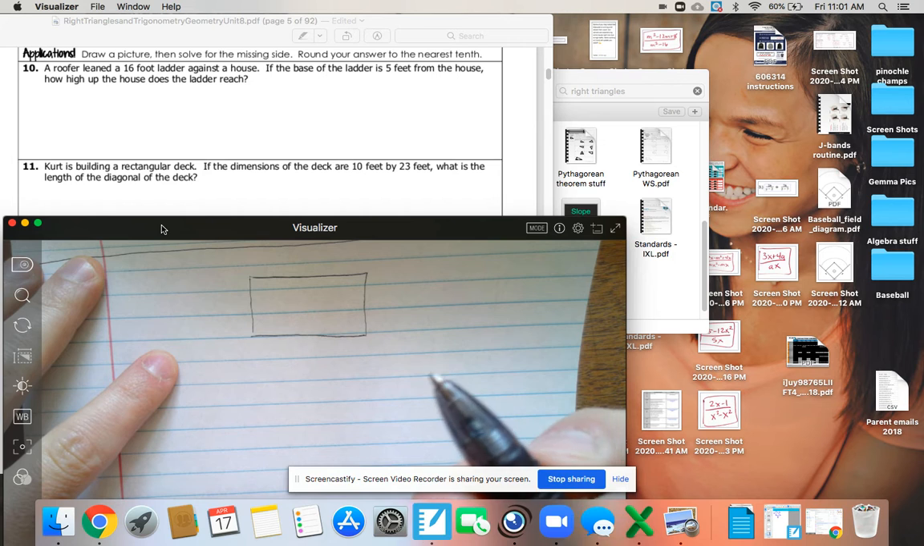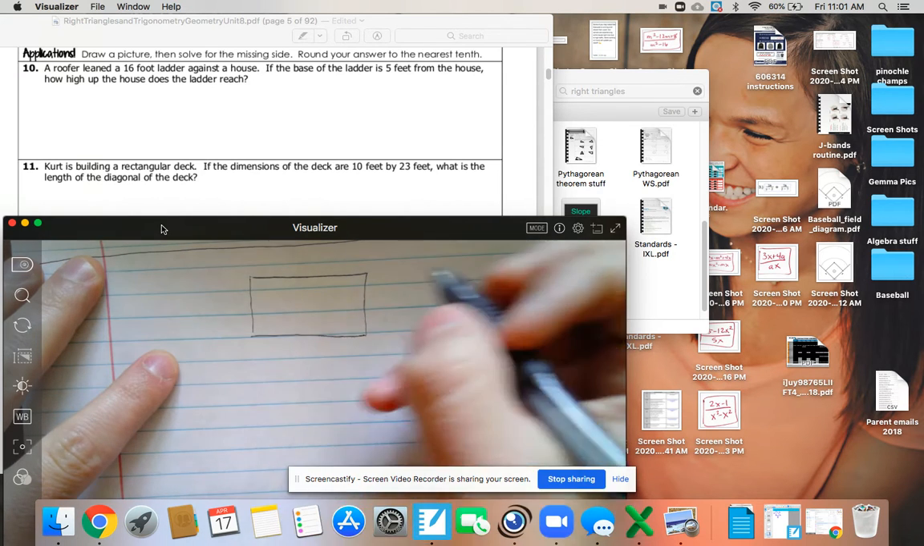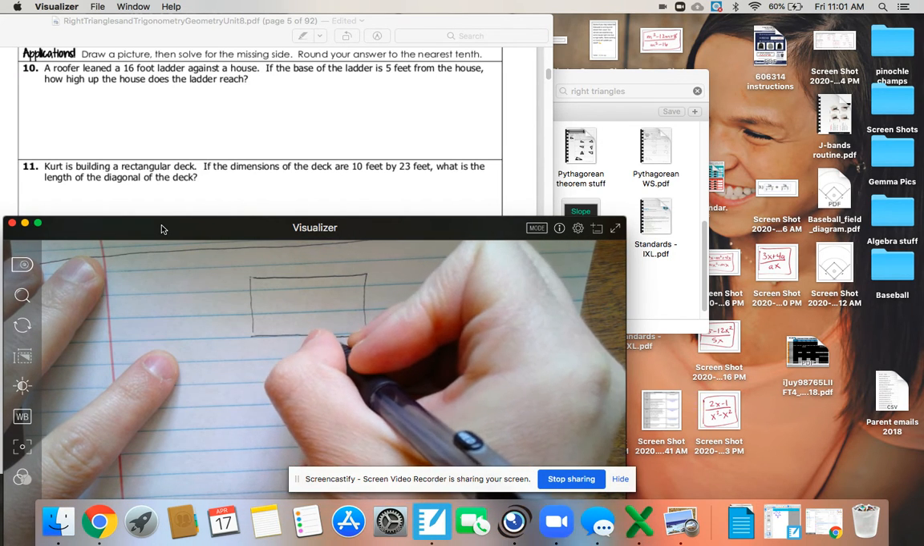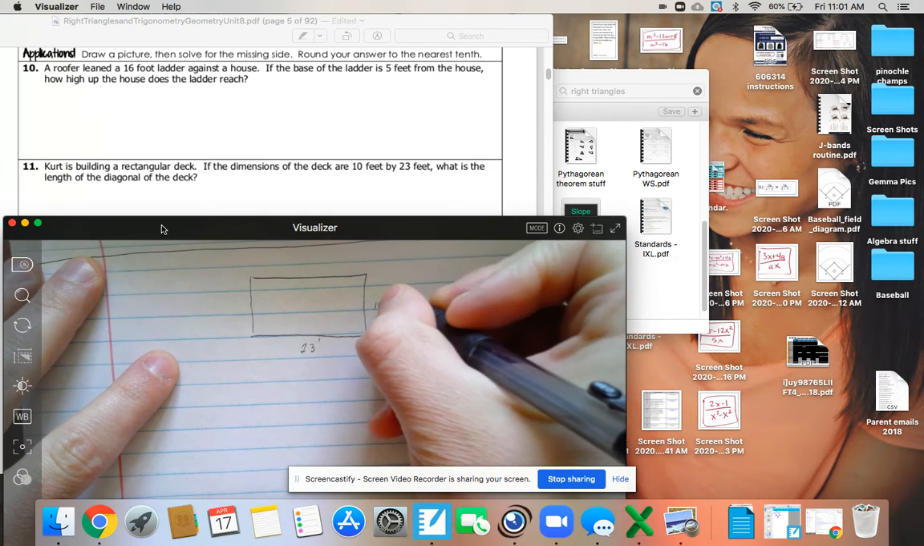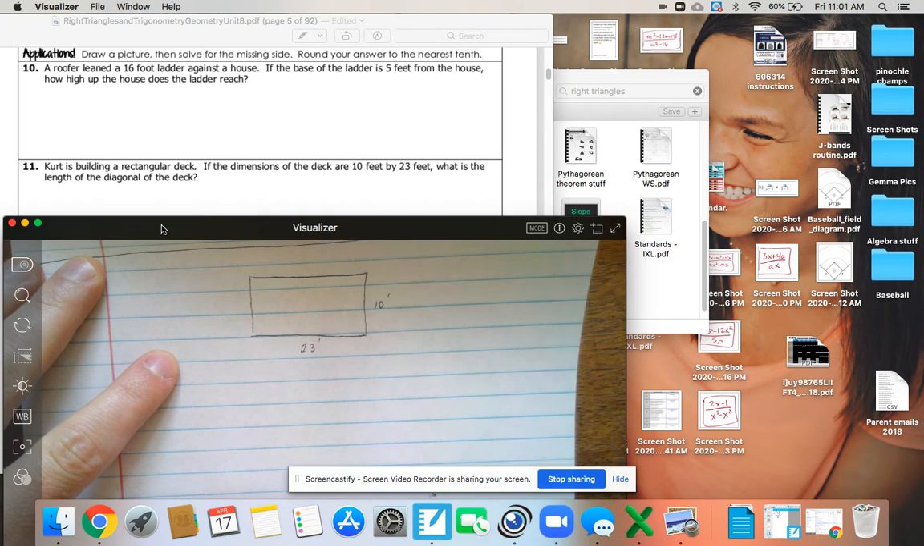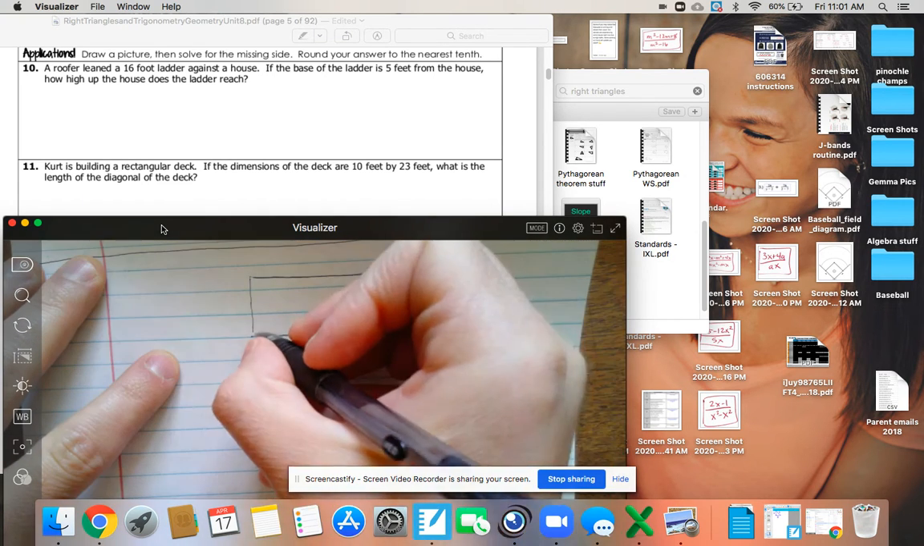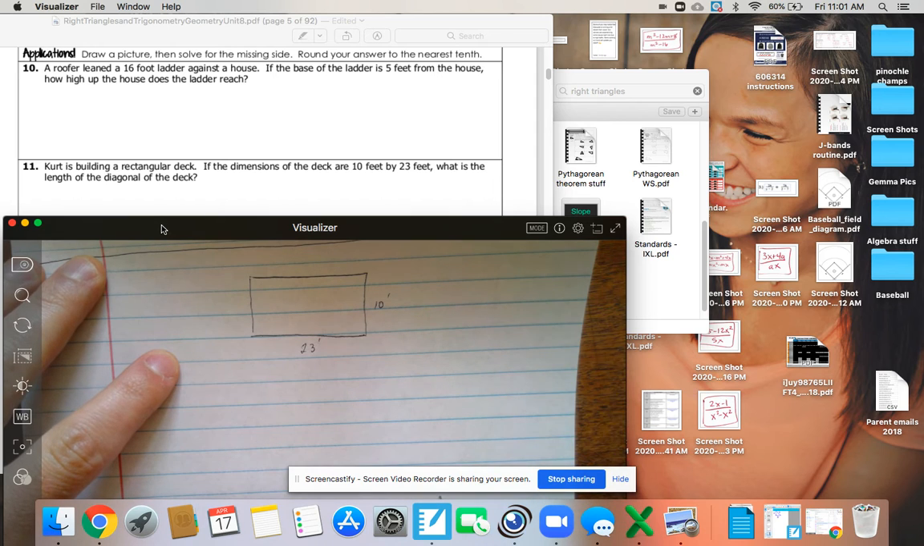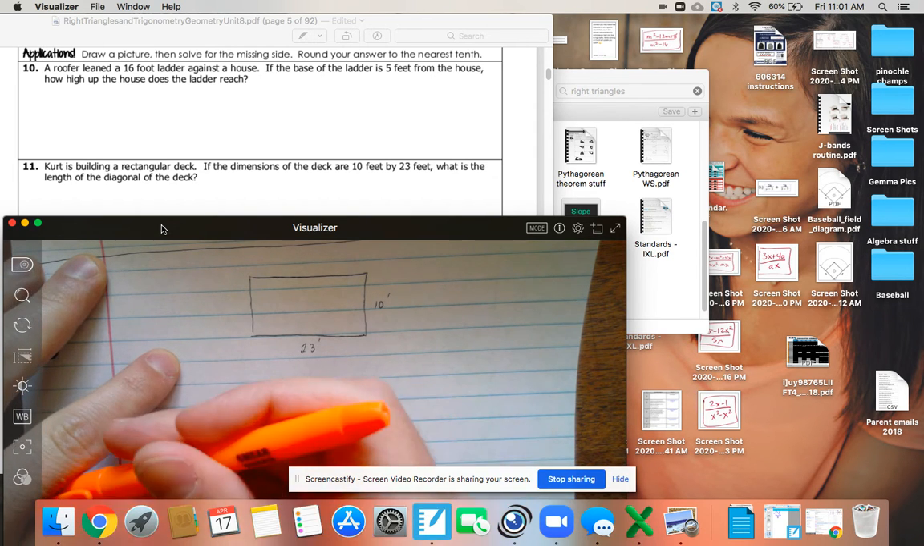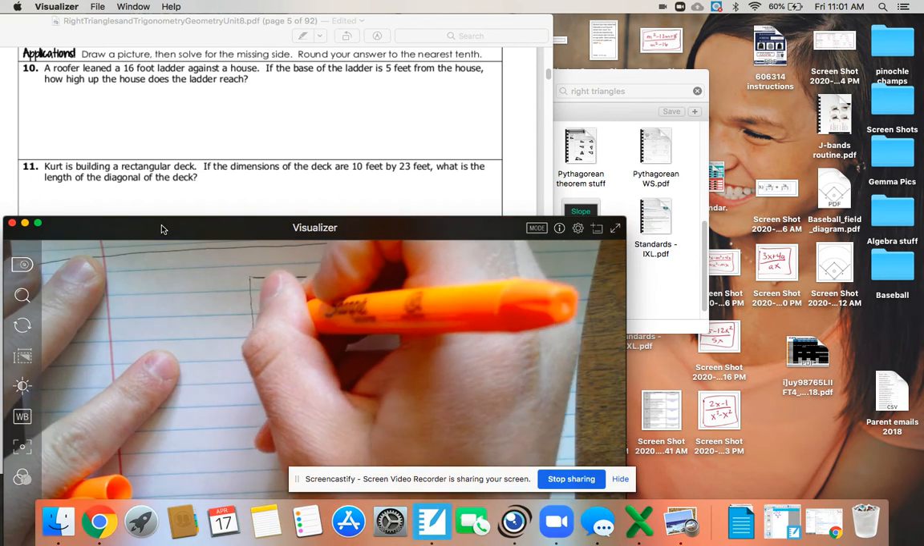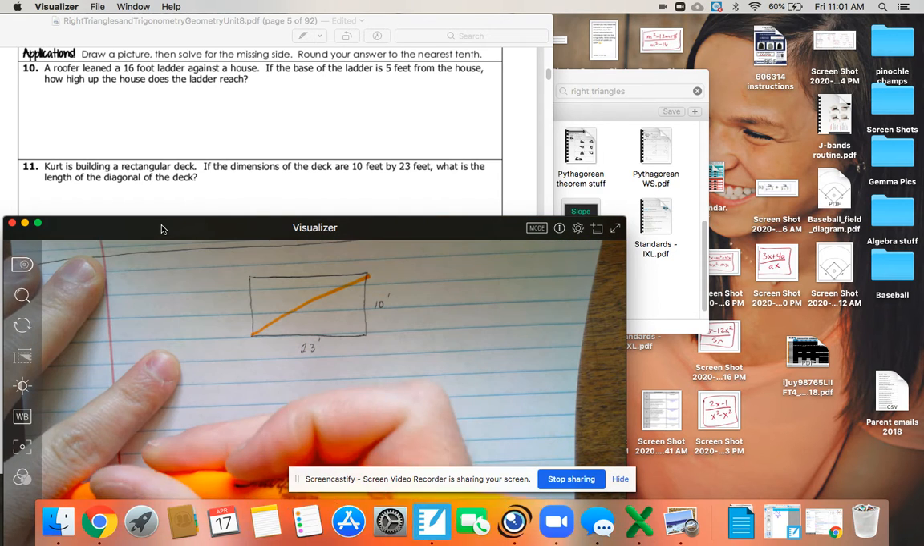The question itself tells me the dimensions are 10 by 23. So I'll put 23 feet here. I'll put 10 feet here. And then the question says, what's the length of the diagonal? So we're looking for that diagonal length, which I'll just show right here. We're looking for the distance from here to here.